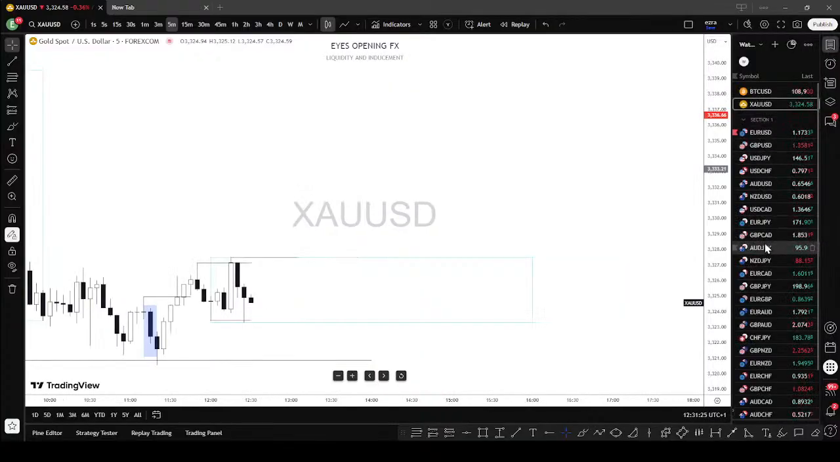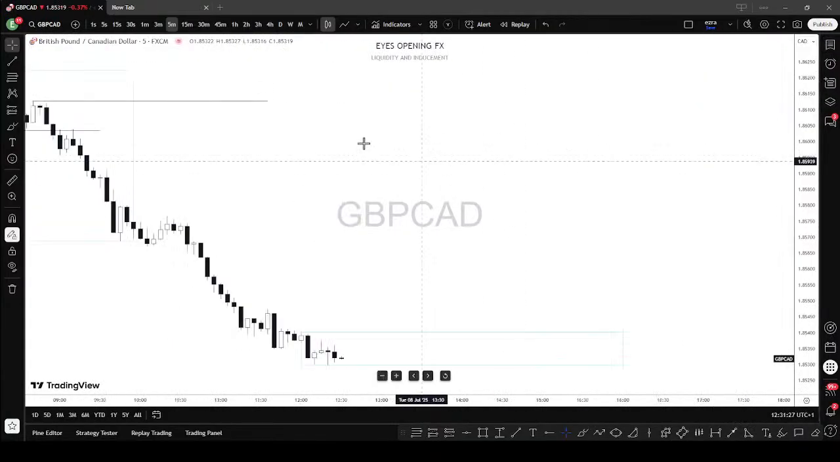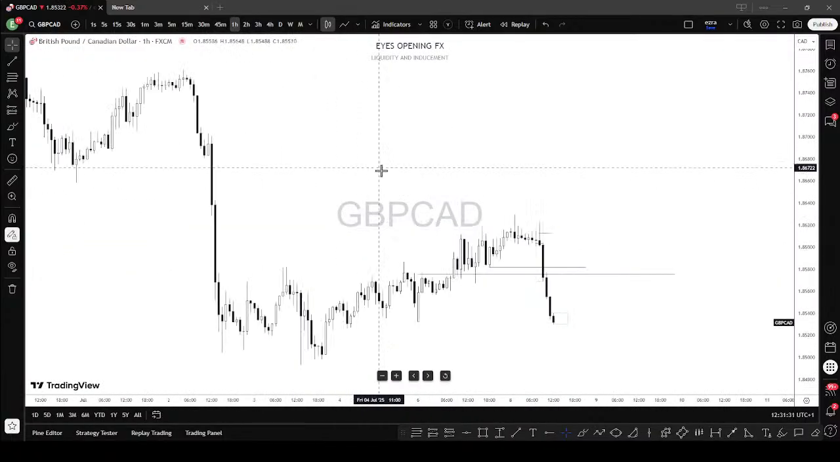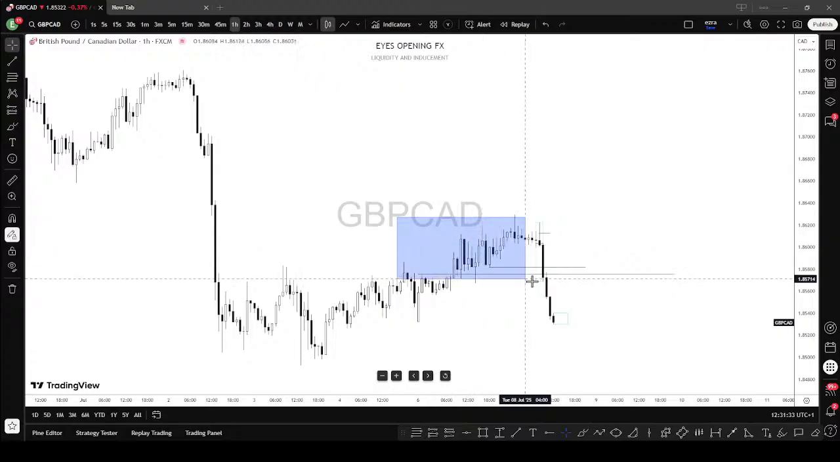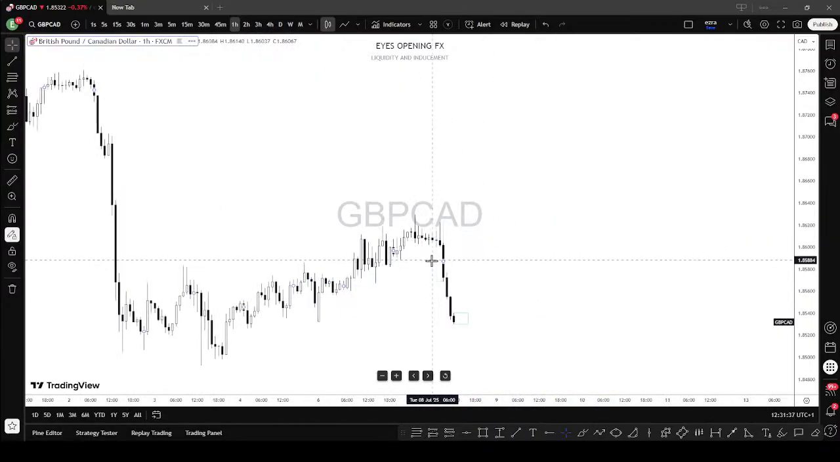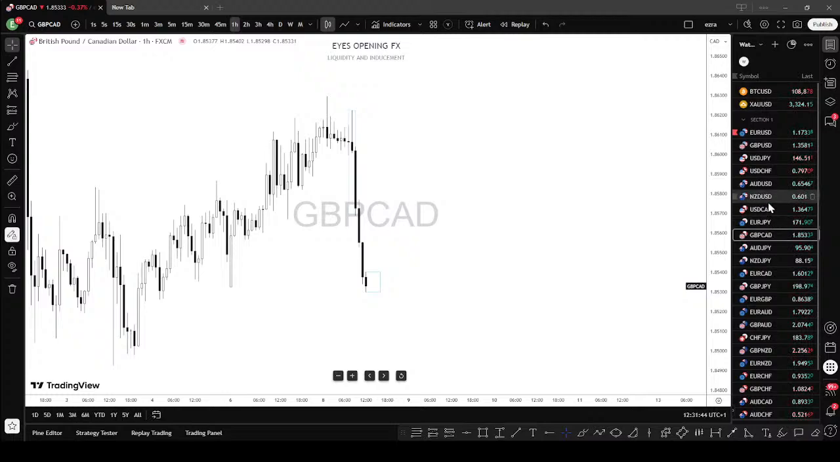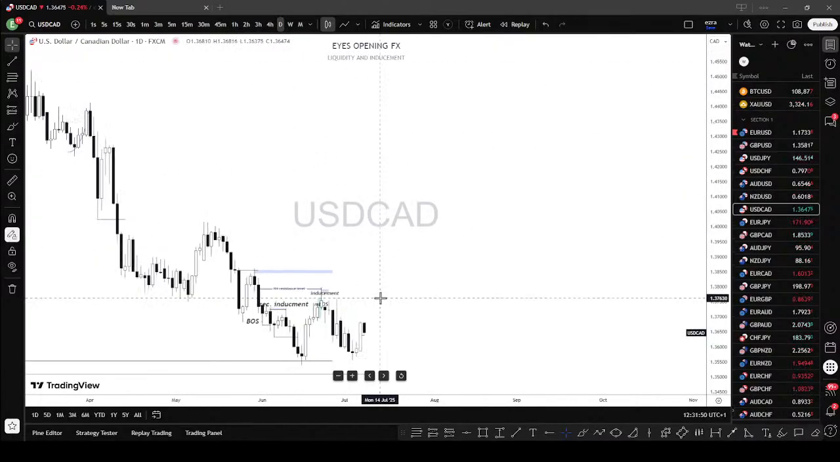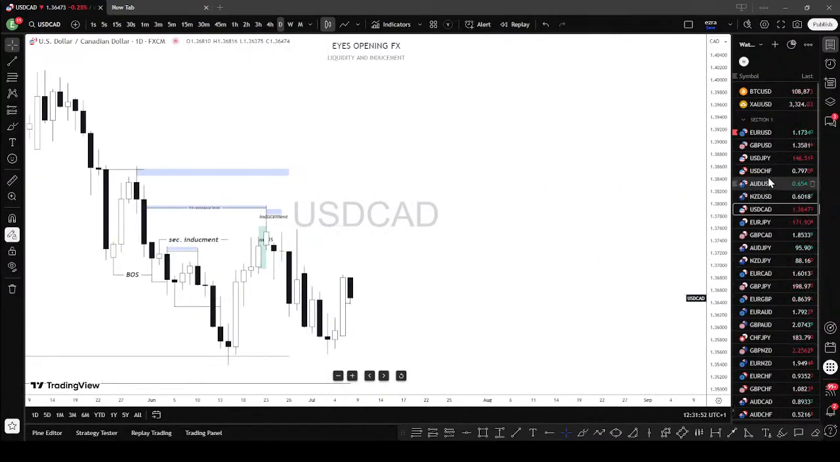So let's look at other pairs if we have any clear setup. Okay, no clear setup on this. Market did not give any pullback. I was waiting for a pullback for a sell continuation on this pair, but it just continued dropping, and I don't like jumping into a trade. So let's look at the USD. Okay, let's look at that.